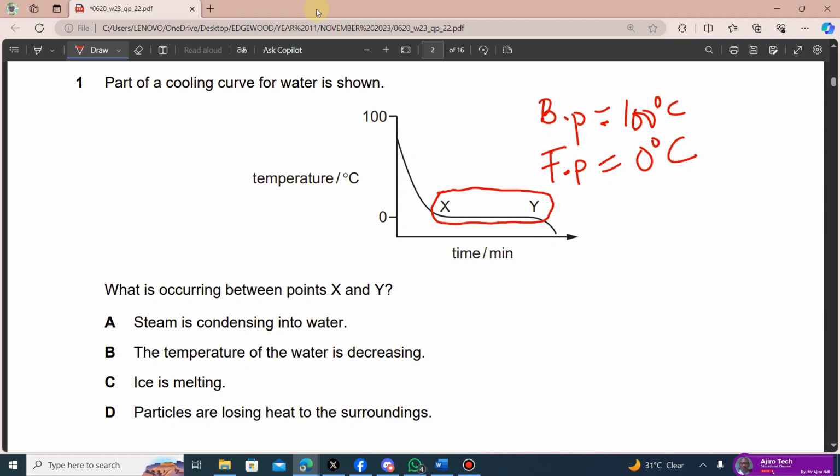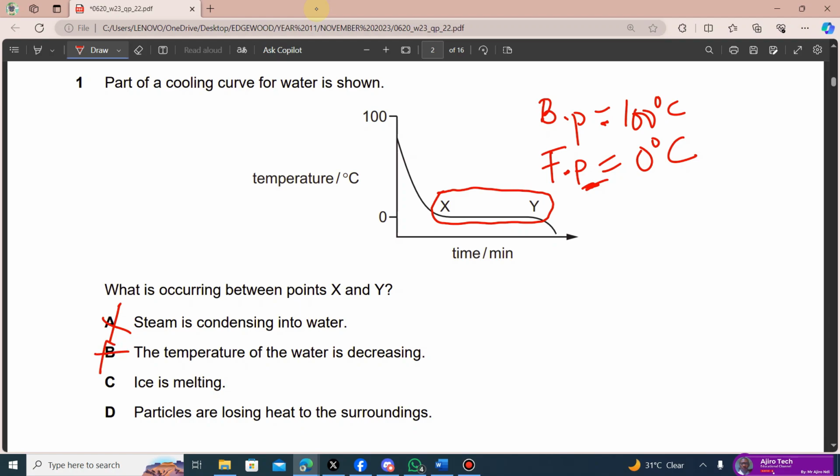So the first option says steam is condensing into water. If you look at it carefully, there is no way steam will be condensing into water at a temperature very close to 0 degrees, because that is when it should be freezing, becoming ice. So that means A is wrong. Now the next one is the temperature of the water is decreasing. It is not decreasing because you can see that the temperature is steady, so this is off as well.